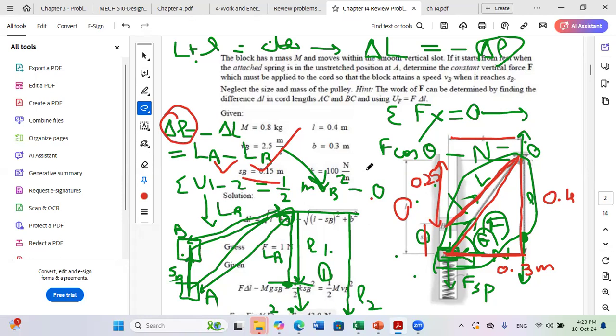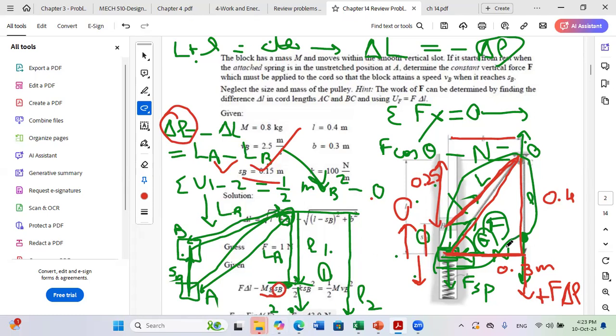And you can say that what is the work of F? F is pulling the cable downward and the displacement is downward. So it's a positive work. The work of this force is plus F times delta small l. Now, what do we have also? We have the work of the weight and the work of the spring. For the weight, okay, you are moving upward, so it's a negative work, okay? So minus mg times the upward displacement, which is SB. This is the work of the weight.